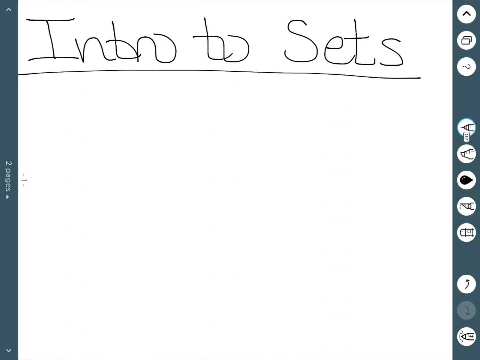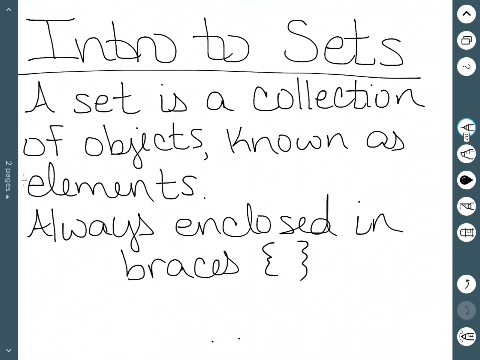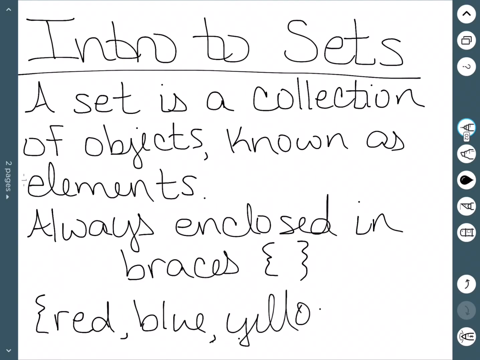Going to talk about what sets are and different ways to represent sets. So first, what exactly is a set? A set is just a collection of objects which are known as elements. In addition, sets are always enclosed in braces. As an example, if we wanted to list the primary colors, we would have an open brace, red, blue, and yellow, and then we would close our brace. So here's an example of a set.